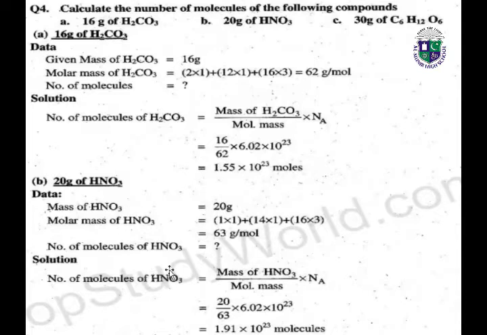The next question is also the same. 20 grams of mass of HNO3 is given. We have to calculate the molecular mass of HNO3 separately from hydrogen, nitrogen and oxygen. We get 63 grams per mole, and we have to find the number of molecules of HNO3 with the help of the same formula.